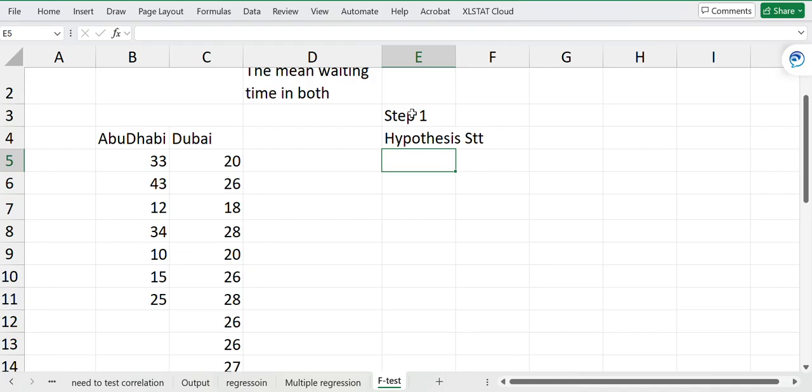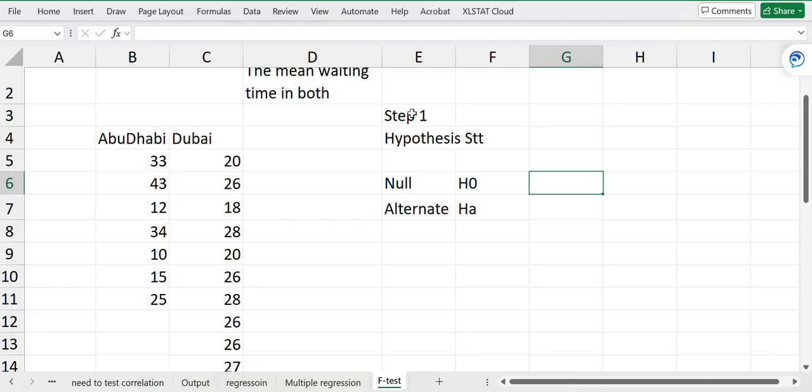statement. We normally have two statements. One is the null statement, the other is the alternate. Okay, we have two statements. What is this null? Null is represented by H0. Alternate is represented by HA. This is the normal form of any hypothesis, always H0, HA.